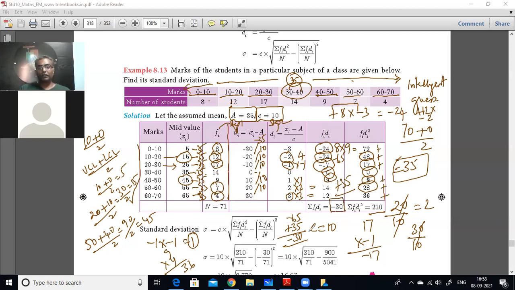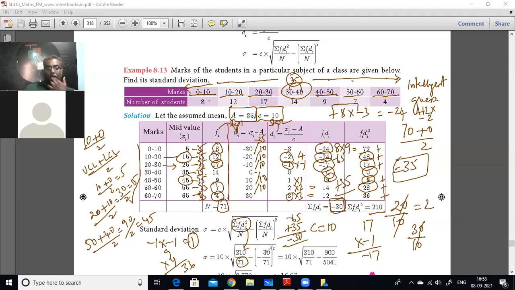Now substitute in the formula. Sigma fi di squared is 210, so this value is 210. n is 71. Minus sigma fi di by n. Sigma fi di is minus 30. So minus 30 by 71, the whole squared.